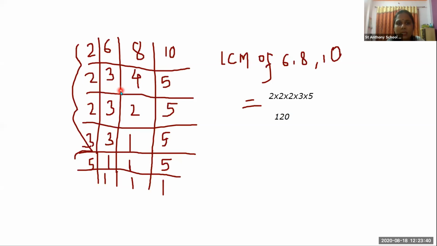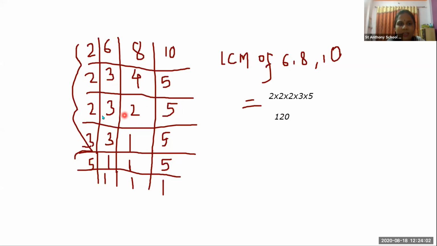Now 2 3s are 6, 2 4s are 8, 2 5s are 10. Right? Now here there is 4, so that's why we'll take 2 again. Now 2 2s are 4. Right? This 3 cannot be divided by 2, so it comes down as it is. 2 2s are 4. Okay, and 5 remains as it is because 5 cannot be divided by 2.